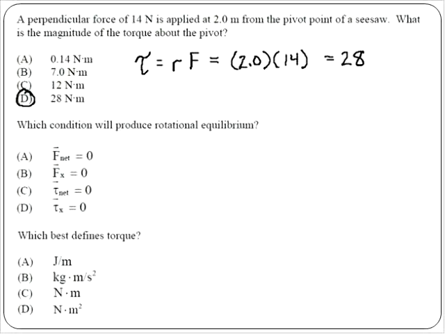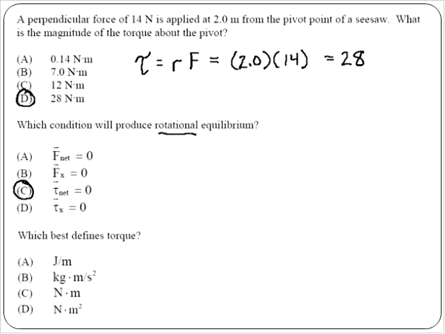The second question there says, which condition will produce rotational equilibrium? In other words, what condition has to be met if the object doesn't rotate? It doesn't turn around. Well, that would be no net torque. So that would be this one. The net torque has to be 0. This guy right here, F net equals 0, choice A, that is for translational equilibrium. And you put A and C together, and you get static equilibrium.